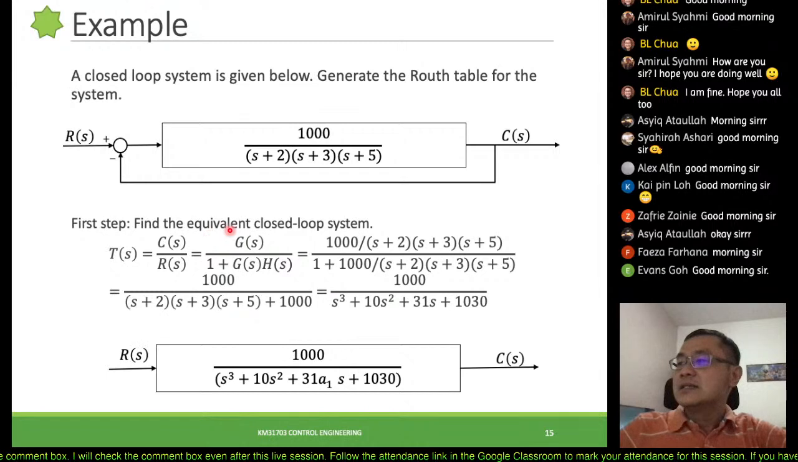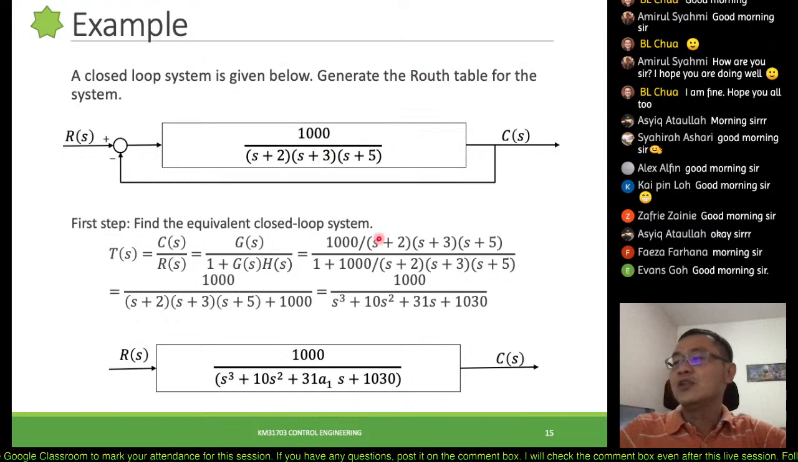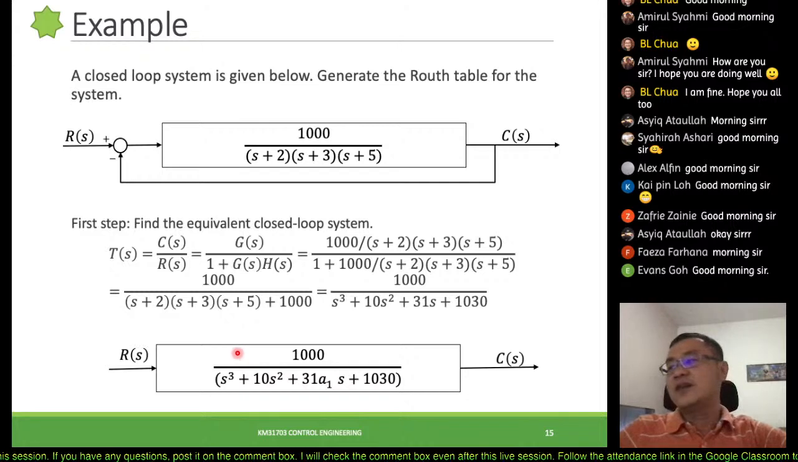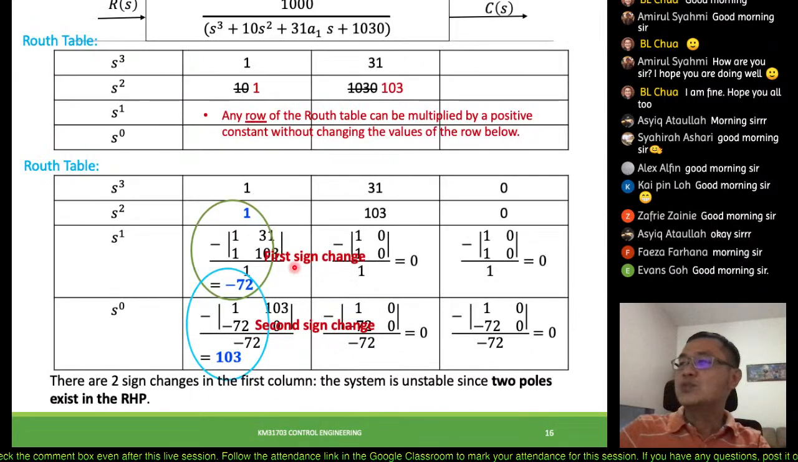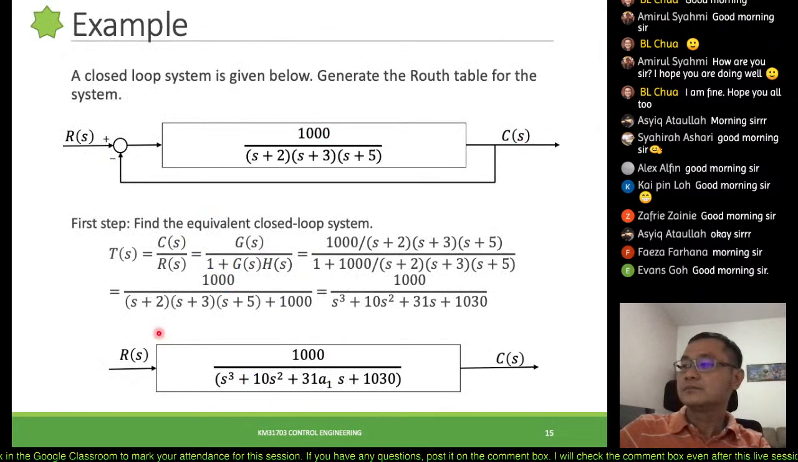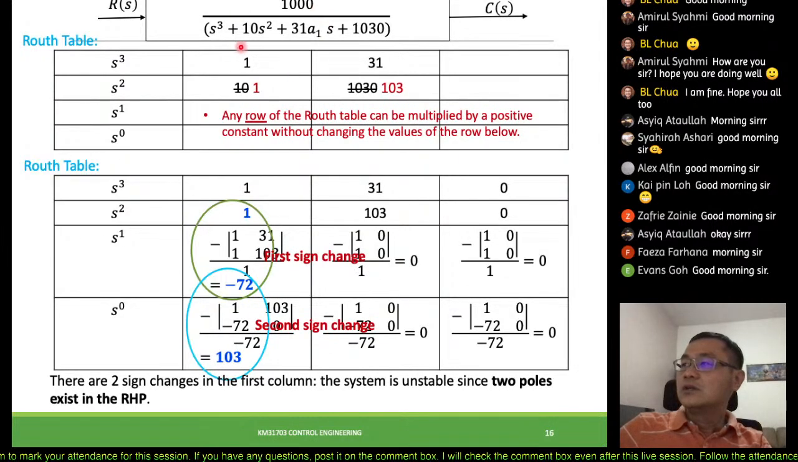Here, such that we have this closed loop system. First thing first, before we generate the Routh table, we must convert this into an equivalent closed loop transfer function, okay. How to convert it? We just apply the formula that we have learned previously, right? So once we have this transfer function, what we can do next would be completing the Routh table, okay.